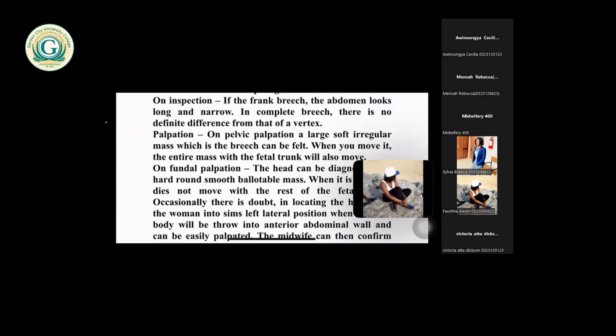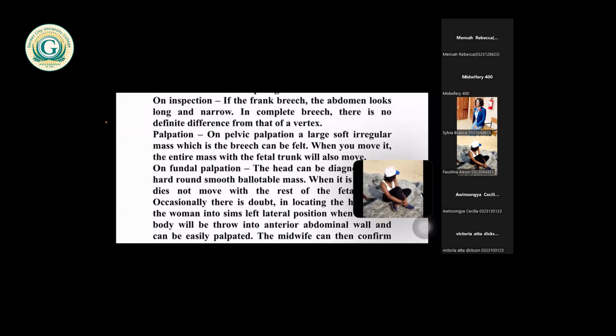So when the fetus is presenting with the buttocks, when you are palpating, you see a large, soft, irregular mass. And when you move it, the entire mass with the fetal trunk will also move. So we should take note.